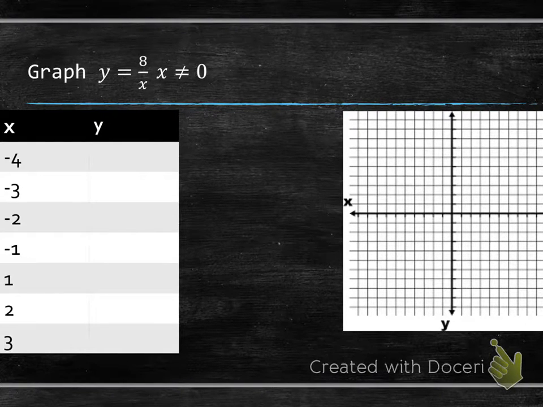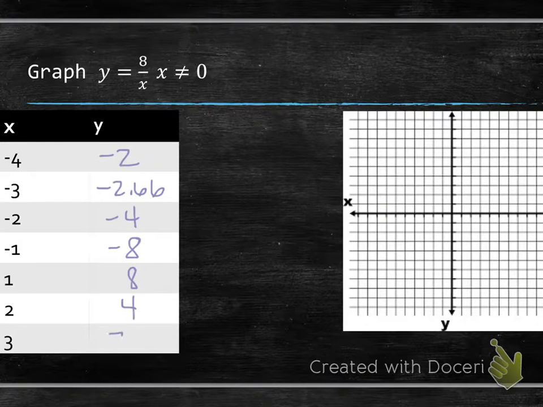Okay, so if I was just doing generic, me plugging in and finding our y values, 8 divided by negative 4 would get me negative 2. This would get me negative 2.66. 8 divided by negative 2 is negative 4. 8 divided by negative 1, negative 8. 8, 4, and then 2.66. So if I were to graph it, remember you go left or right and then up or down. So I'd go left 4, down 2. I would go left 3, down 2.6. I would go left 2, down 4. And then I would go left 1, down 8.